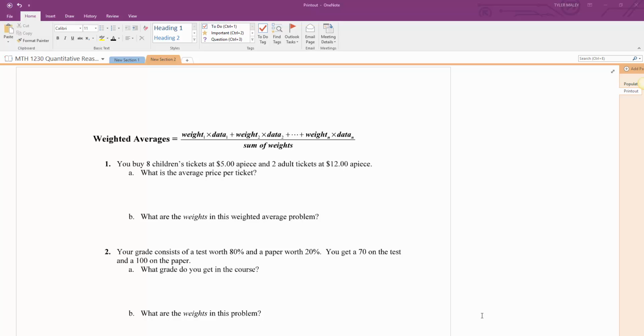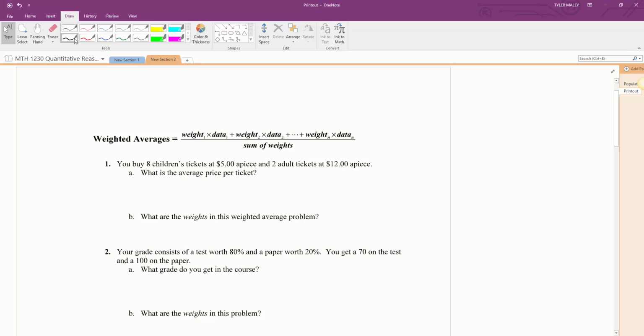Alright, so now we want to work with the weighted averages worksheet. And from reading in the text, you should have noticed a formula to find a weighted average. So let me write this down for you.